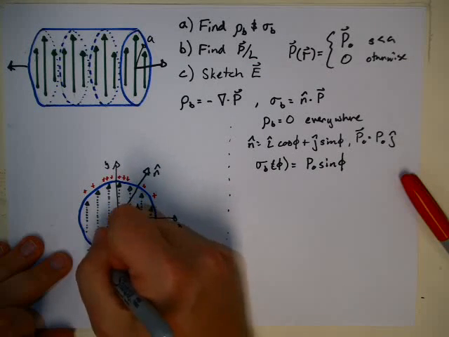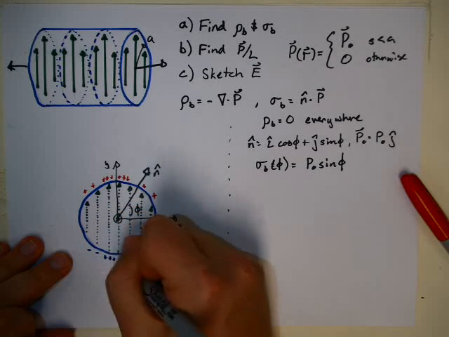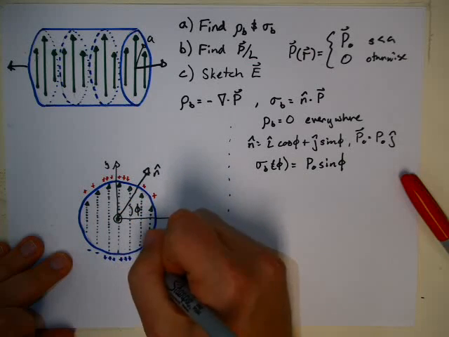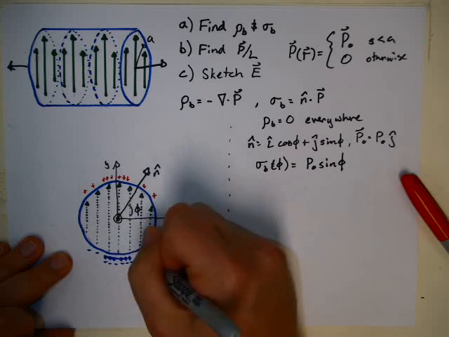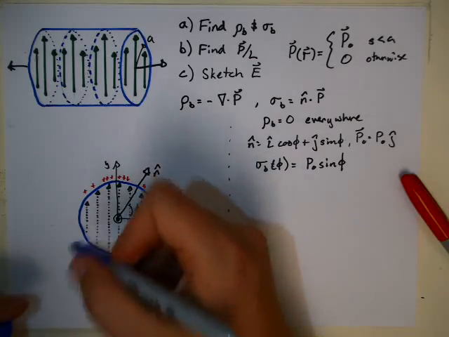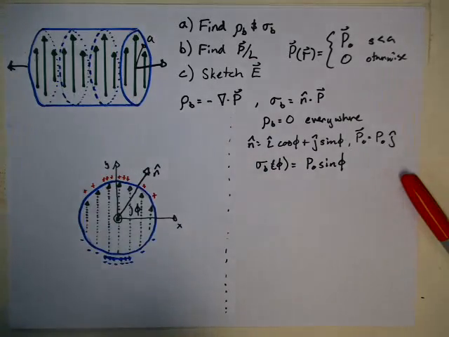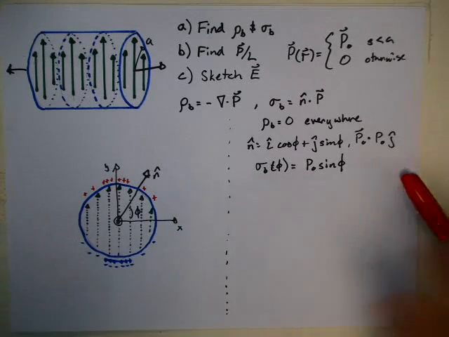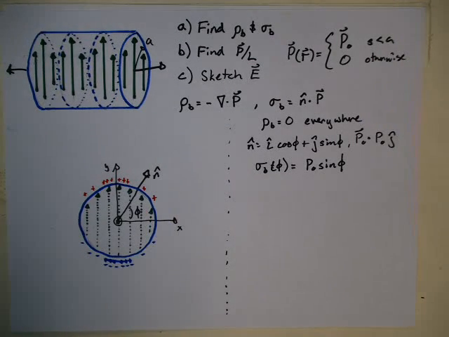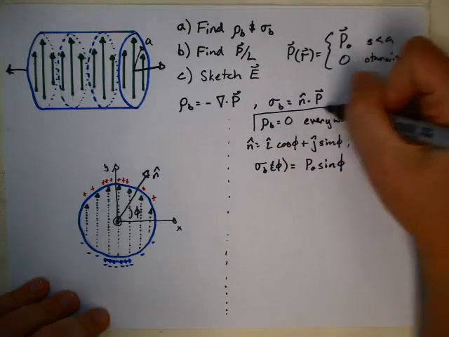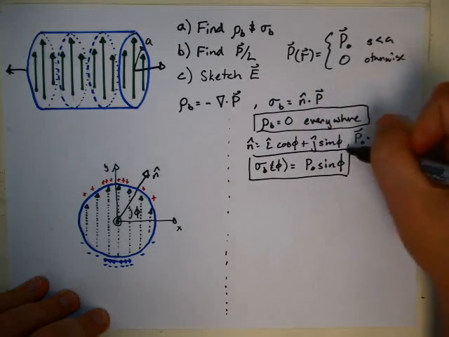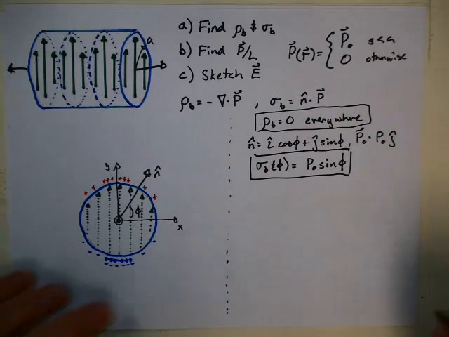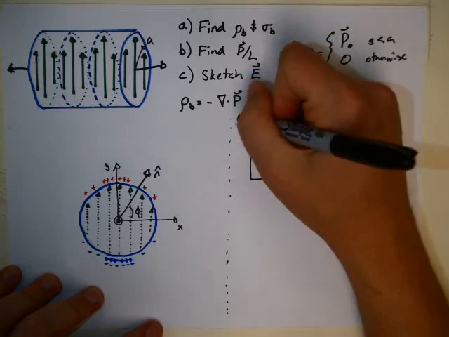We're going to get minus, minus, kind of dense minuses, and then less dense minuses, and then it's going to go to 0 at those 2 points. And so that's that. So we've answered the question of what the surface charge density and volume charge density are for this situation. So that was part A.